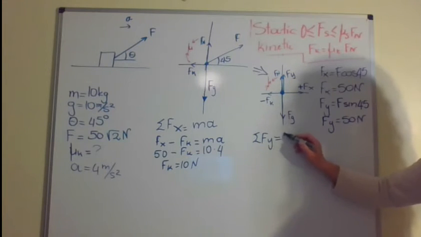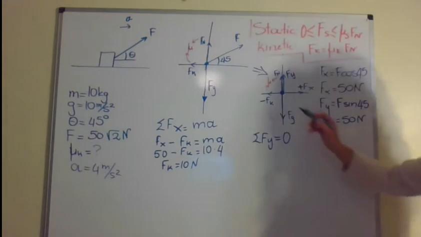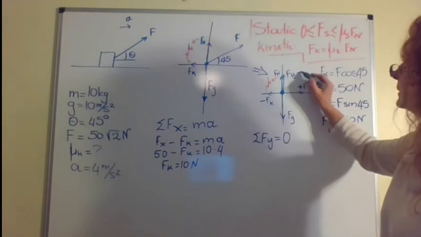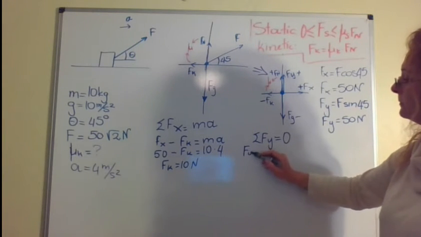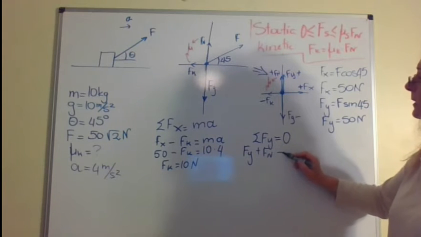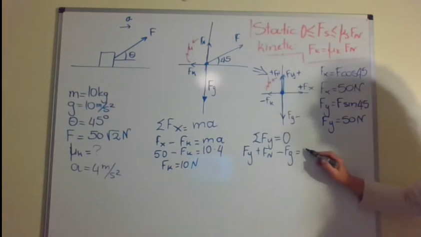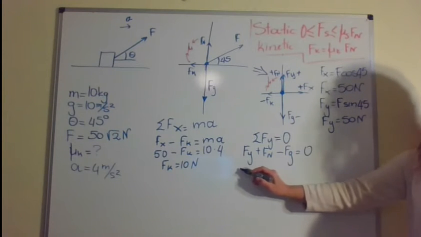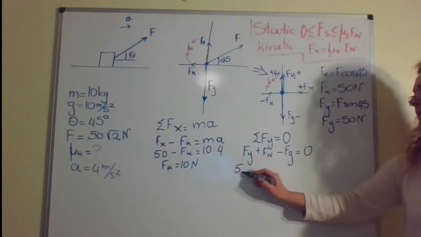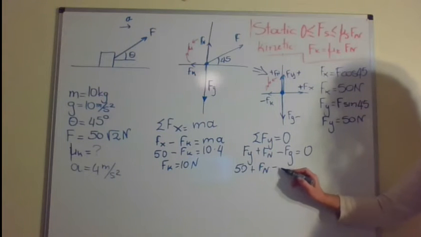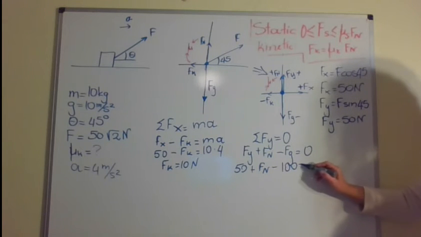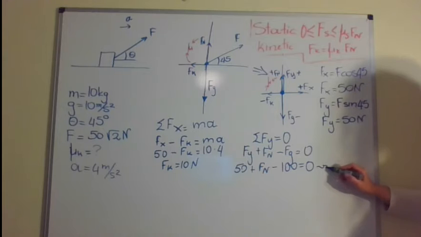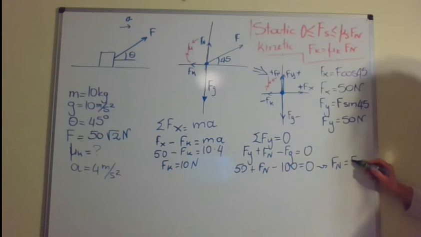Let's go now to the sum of forces on the y-axis. Well, the sum of forces on the y-axis should be 0. The forces on the y-axis are positive, positive, negative. So Fy plus normal minus Fg should equal 0. So Fy, which is 50, plus the normal force minus the force due to gravity, which is 100, equals 0. That means that the normal force should also be 50 newtons. How nice.